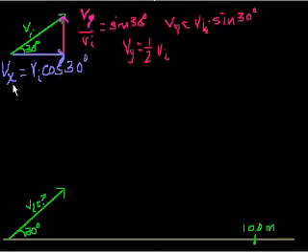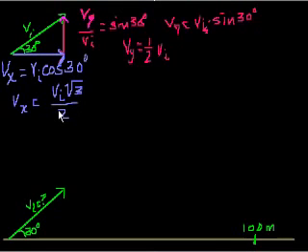And if you remember your 30-60-90 triangles, you'll remember cosine of 30 degrees is square root of 3 over 2. So V sub x is equal to V sub I times the square root of 3, all of that over 2.